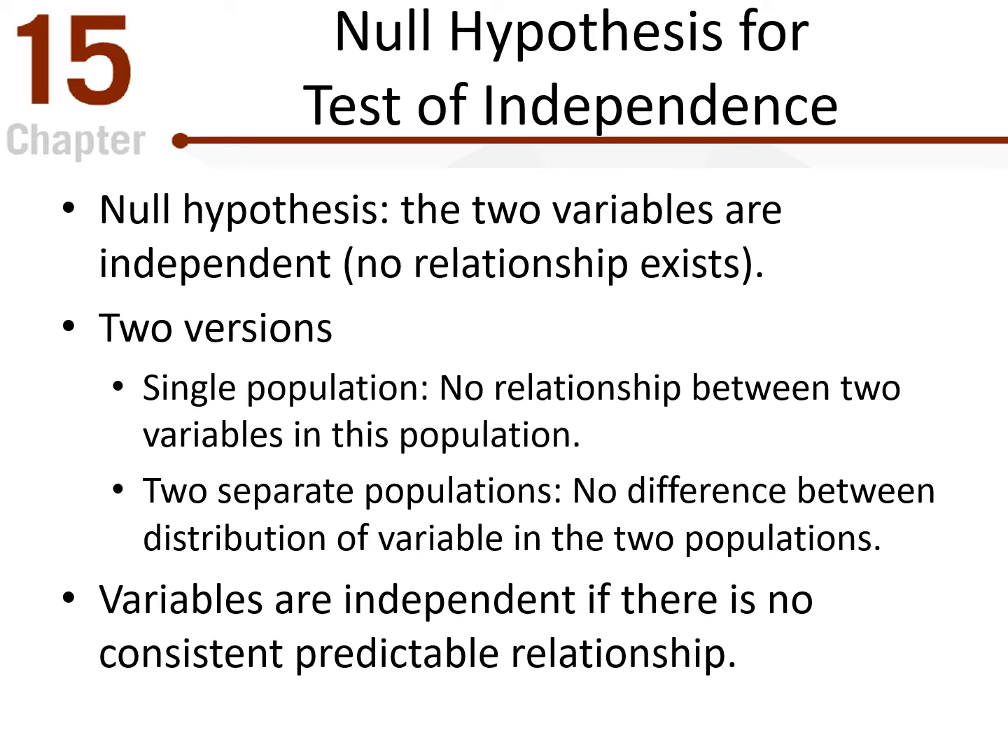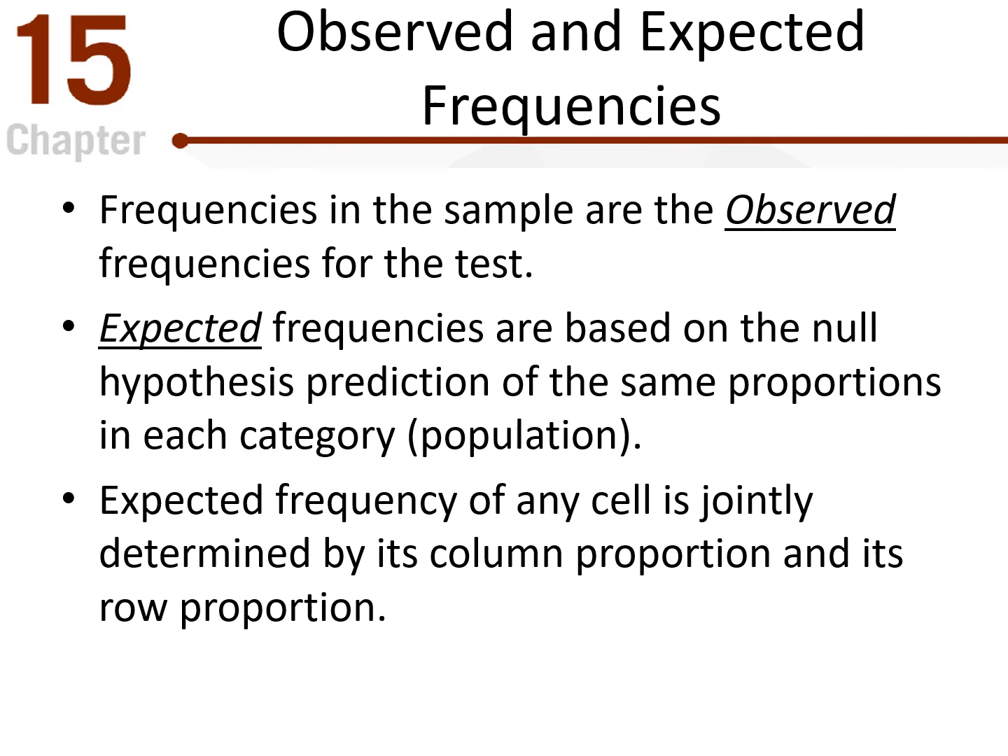Variables are considered independent if you fail to reject the null hypothesis. That means they don't go together. Once again, just like the goodness of fit test, we have to calculate observed frequencies and expected frequencies. Based on the null hypothesis, we calculate the expected frequencies.